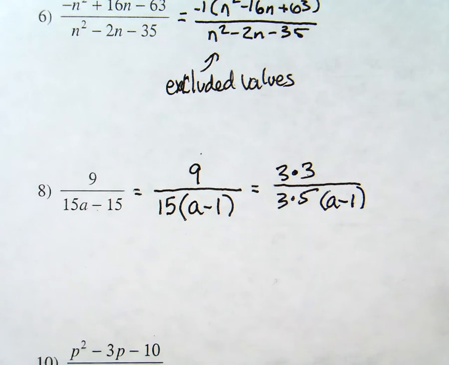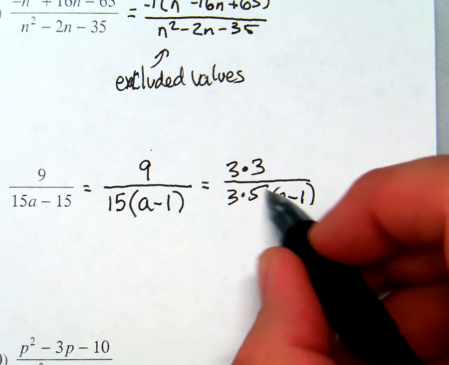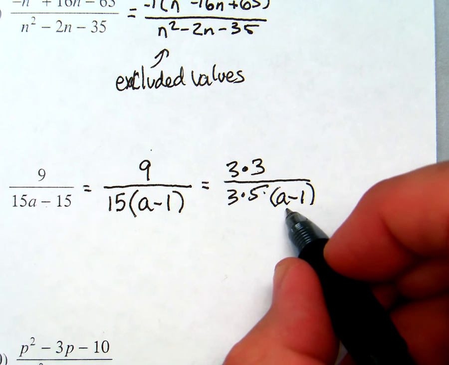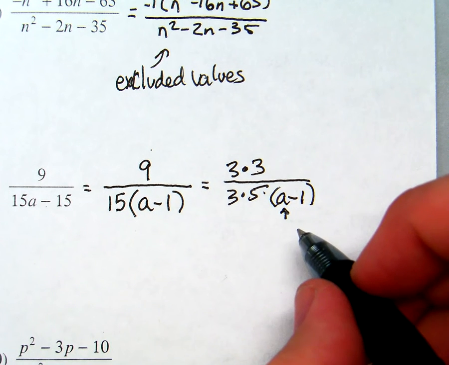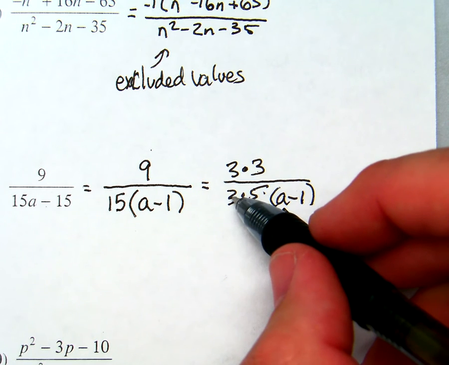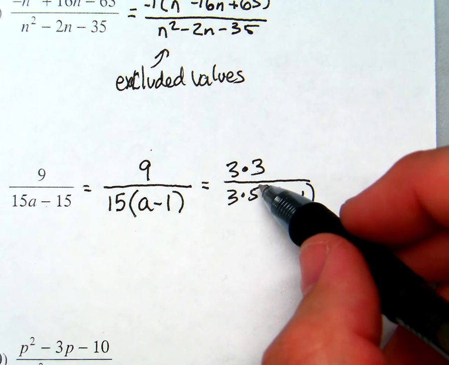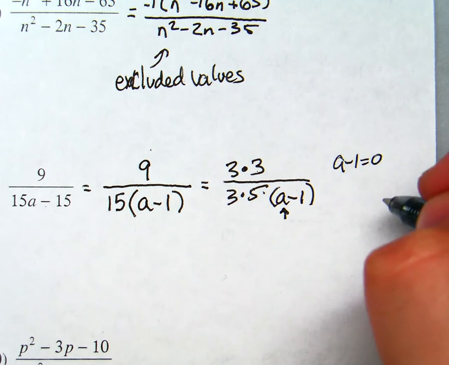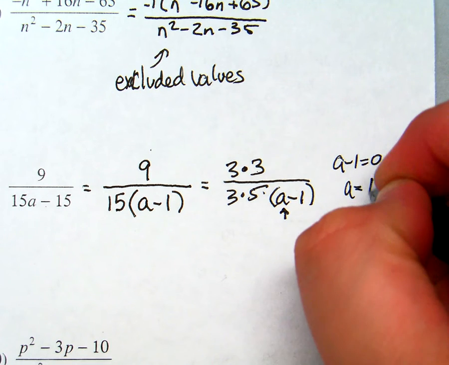Well, what's my excluded value? Well, this guy, since it has a variable in there, is the only thing that can be equal to 0. Can 3 ever be equal to 0? No. Can 5 ever be equal to 0? No. So I'd say a minus 1 is equal to 0. So a is equal to 1. That's my excluded value.